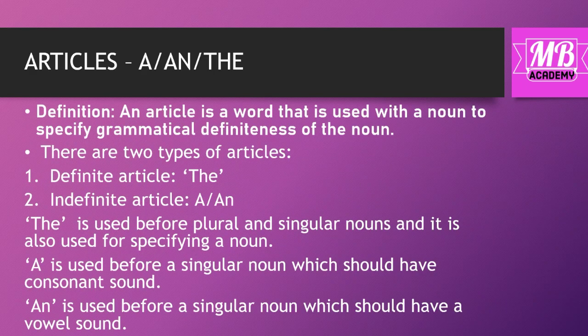Now first I would like to discuss with all of you about articles. First of all, let me tell you the definition. An article is a word that is used with a noun to specify grammatical definiteness of the noun. There are two types of articles: definite article, the, and second one is indefinite article, a and an.